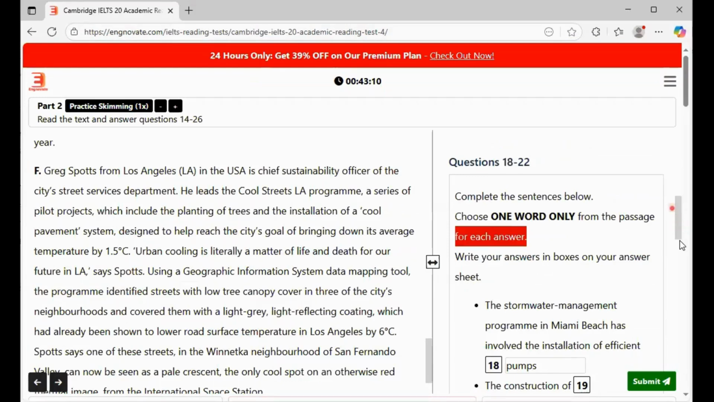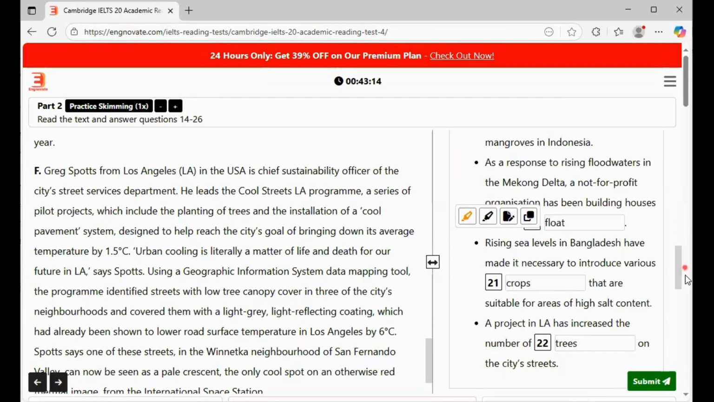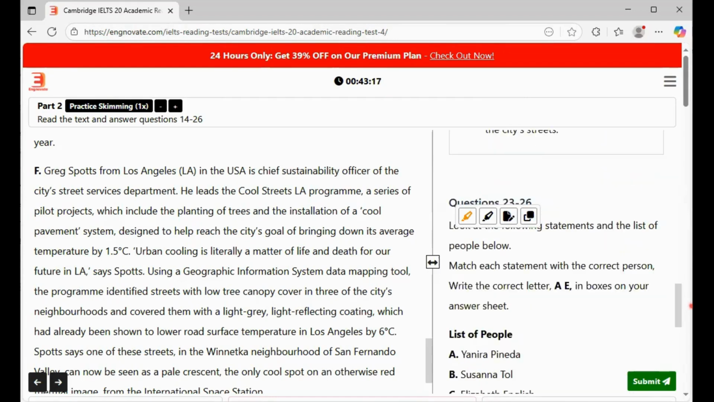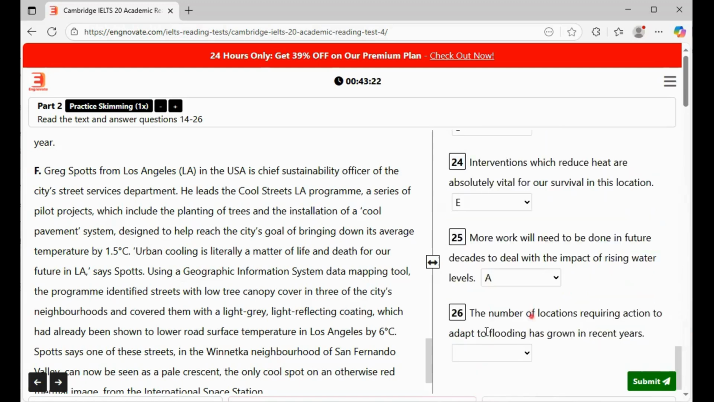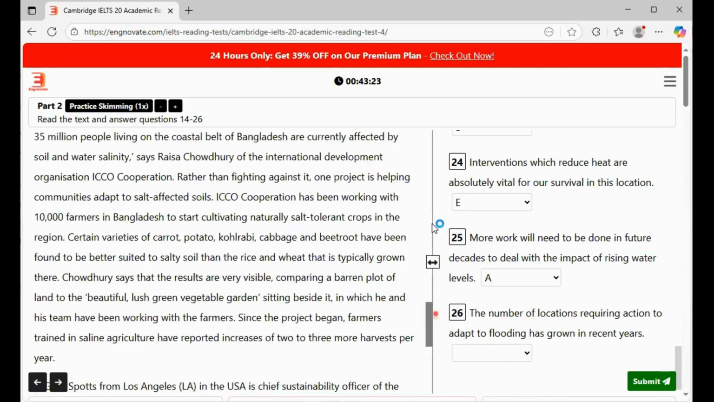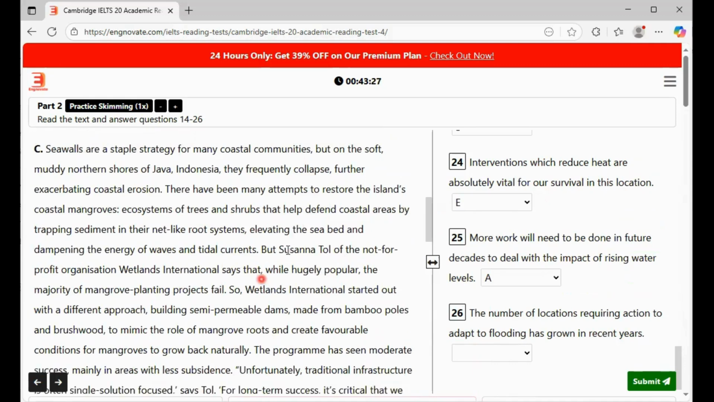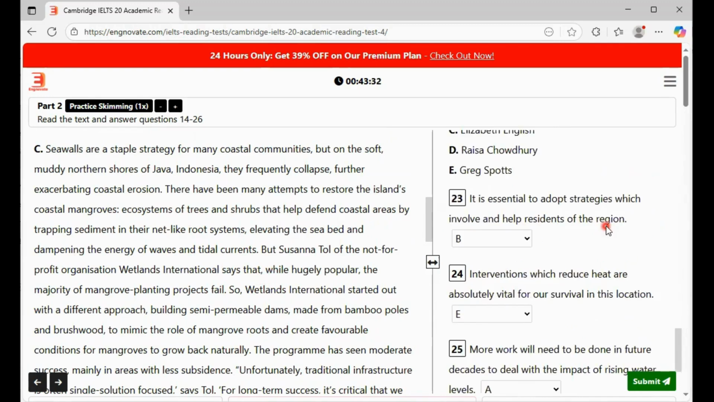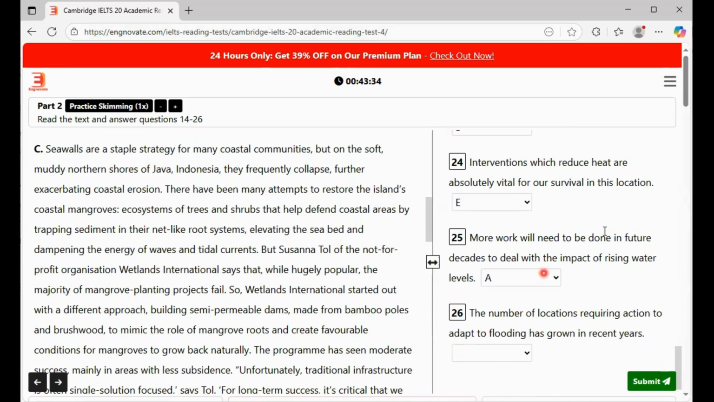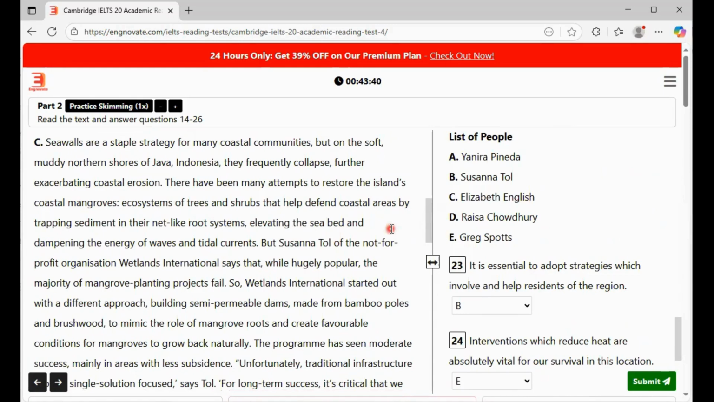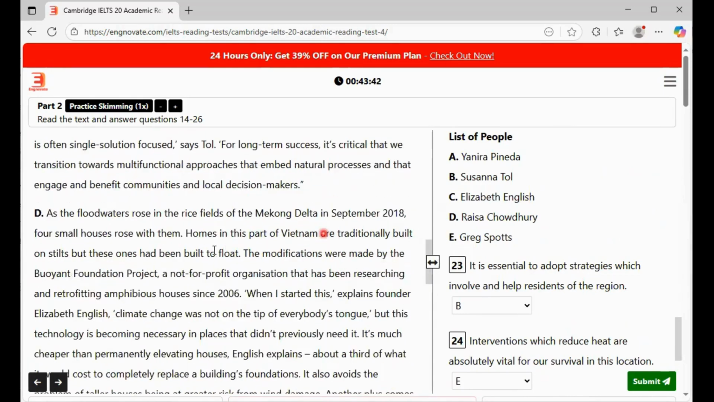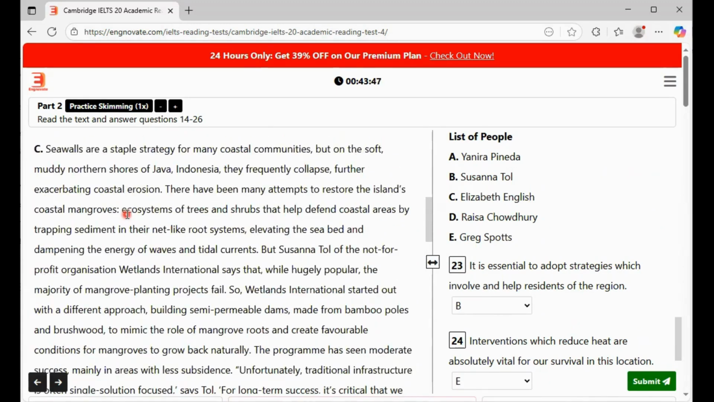Let me check. 18, 19, 20, 21, 22. Okay, this one of number of location with flooding. The only part that talked about flooding is this Susanna Toll, this part here. I'll just match it to number 26. I'll just pick B for number 26. Hold on. Where is Susanna Toll? Sorry. Is it Susanna Toll? This flooding. Flood waters. Susanna Toll also talked about. Did he talk about flooding?